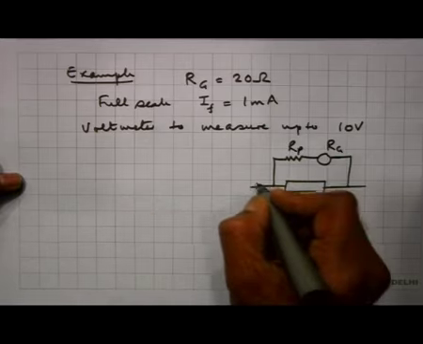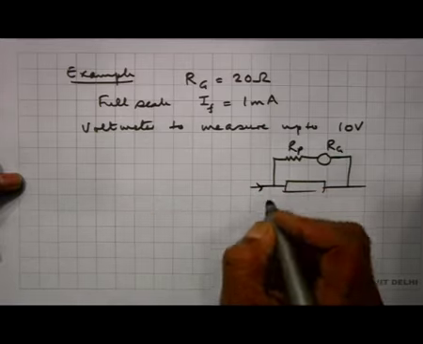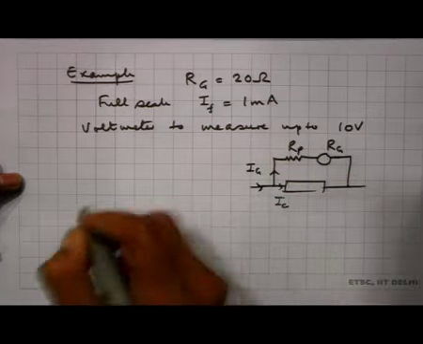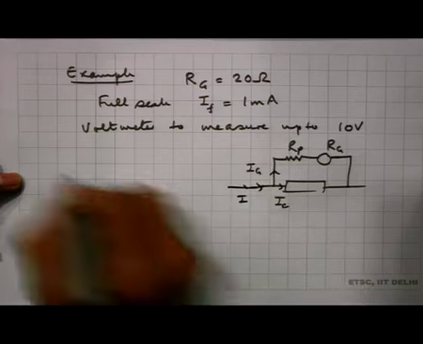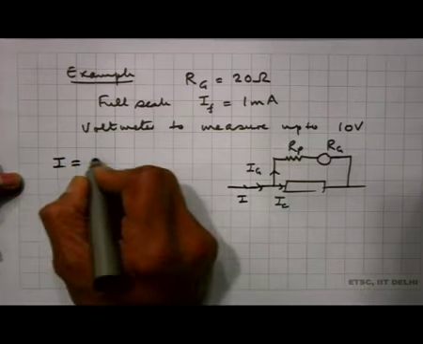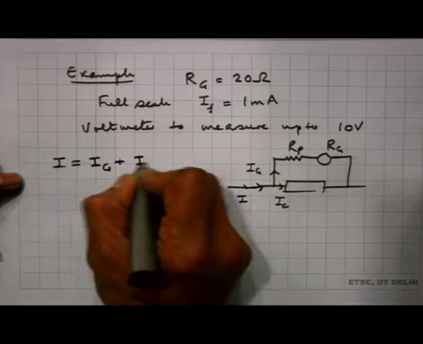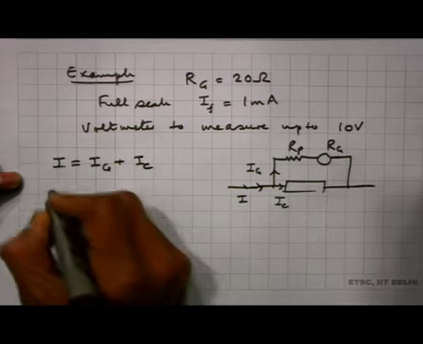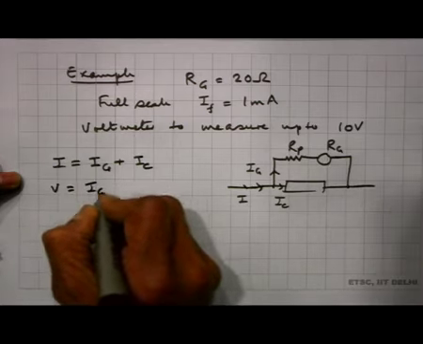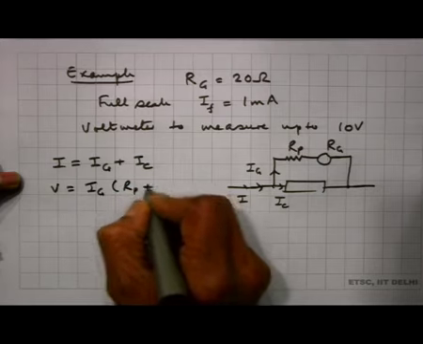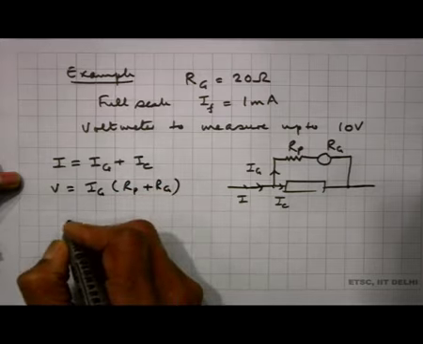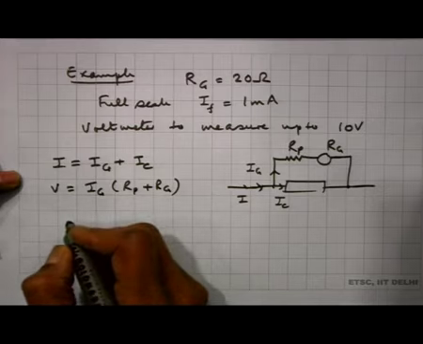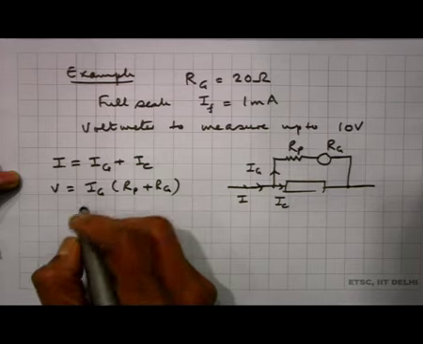Now, the current, let me call this I galvanometer and I circuit. This is the current which is coming, I. So, I is equal to I galvanometer plus I circuit, and the potential difference across this, V, is equal to Ig into Rp plus Rg. Okay, so let me simplify this.